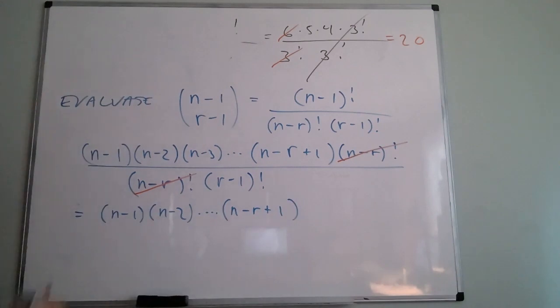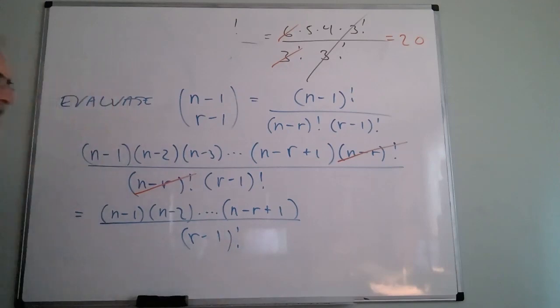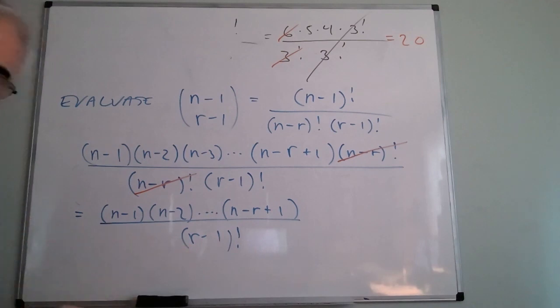But I have that. My denominator is r minus 1 factorial. Now, in this case I can't go any further because I need to know the value of r. I can't calculate that without knowing what r is. So I'm going to stop here.